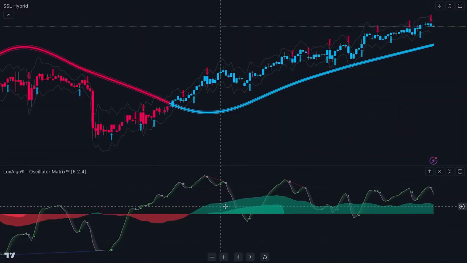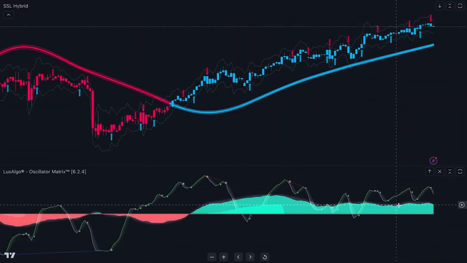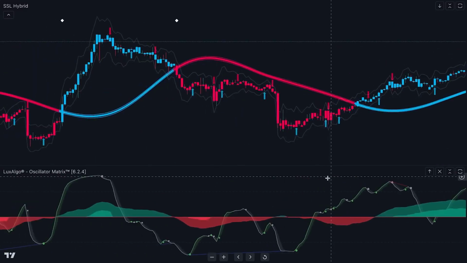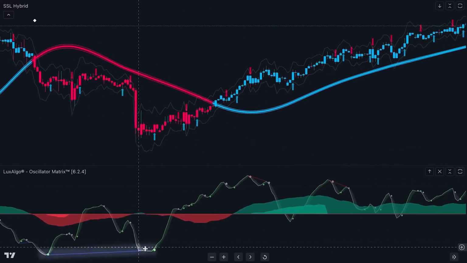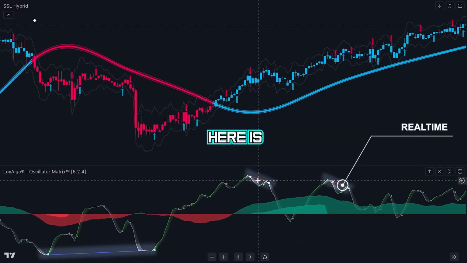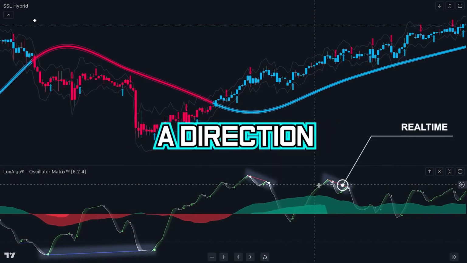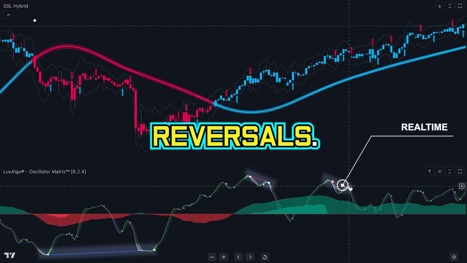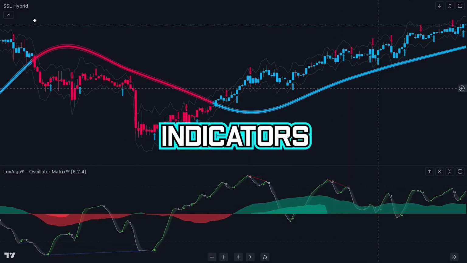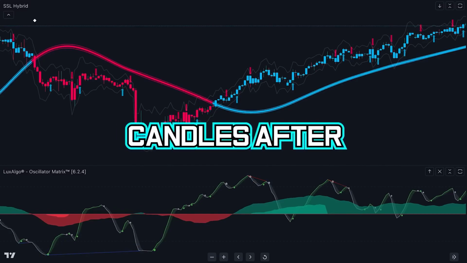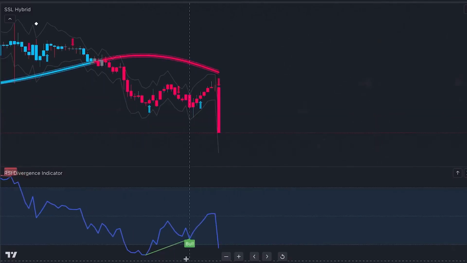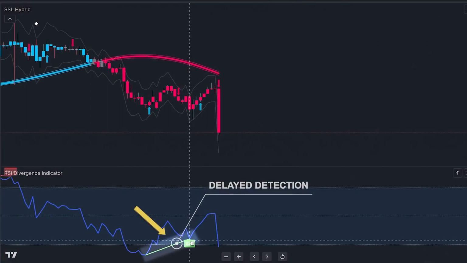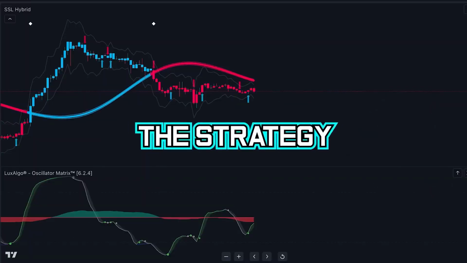The first feature we're using is called the money flow, and it allows us to see if money is coming in or out of the market. The next feature we'll be using is this real-time divergence. A divergence here is when the oscillator trends in a direction different from price and is usually an early indication of market reversals. Unlike most indicators that detect divergences several candles after it has happened, this indicator detects divergences in real time. So here is the strategy.